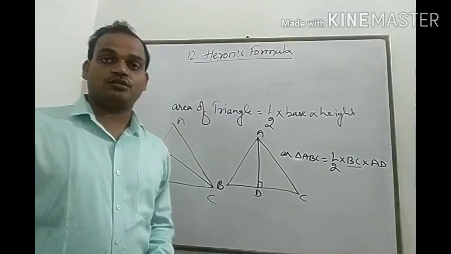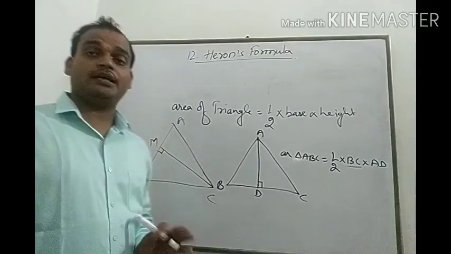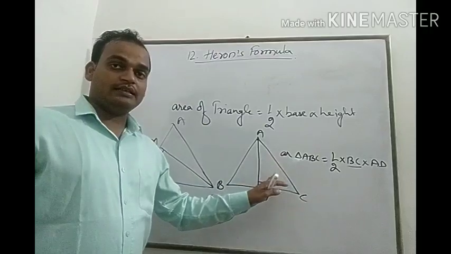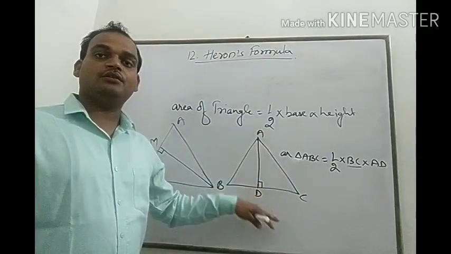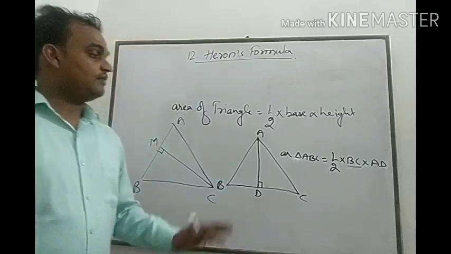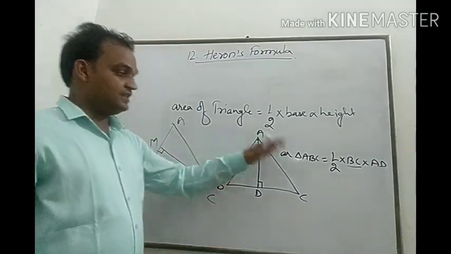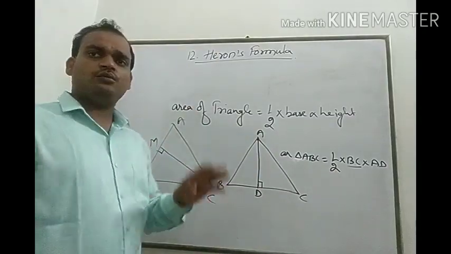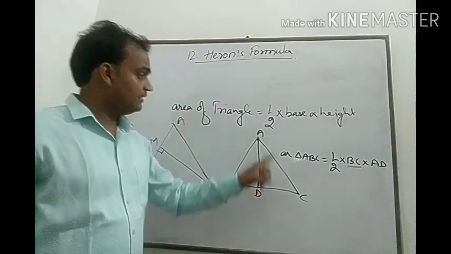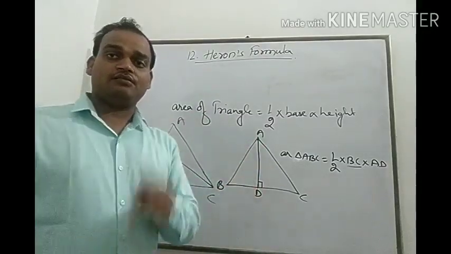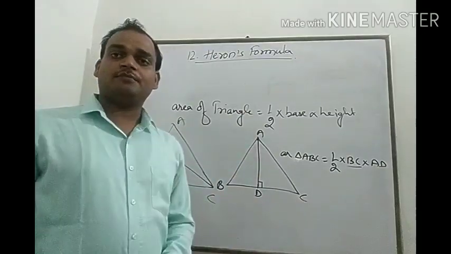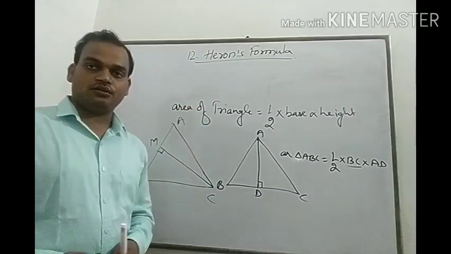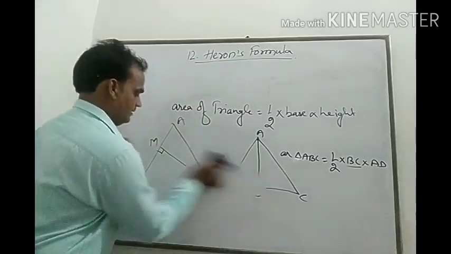Now what is new in Heron's formula? This formula, half base into height, is applied only when we know the height and the side on which this perpendicular is given. Otherwise we cannot get it. In case three sides are given, we cannot do anything. If this is a scalene triangle, somehow we can manage to find the area of the triangle, for an equilateral triangle, by drawing a perpendicular and then applying Pythagoras theorem. But what is the use of Heron's formula? We will see in today's video.